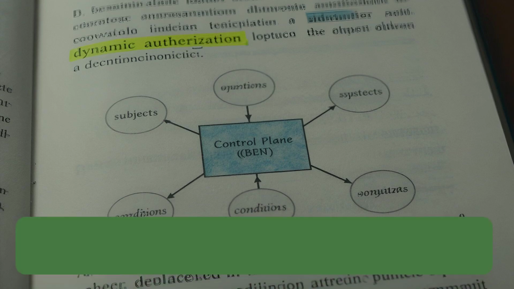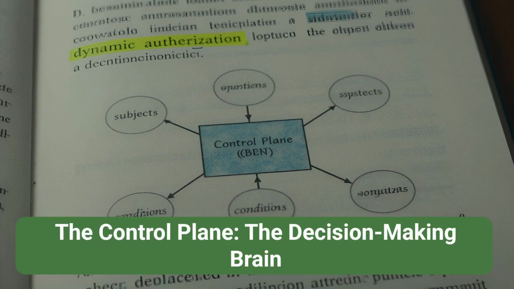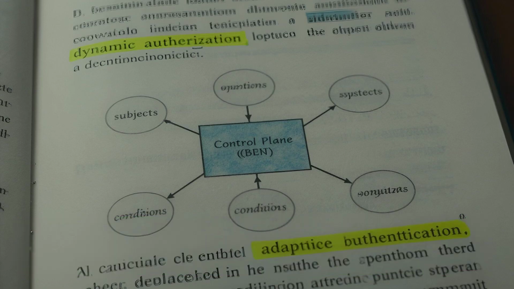The control plane in zero trust is the decision-making brain that manages policies, identity verification, and access decisions. It uses components like the policy engine, policy administrator, identity and access management, and monitoring systems to apply context-aware and policy-driven access control. On the exam, when a question mentions dynamic authorization, adaptive authentication, or decisions based on who the subject is, what system they want, and under what conditions, the correct concept is the control plane.